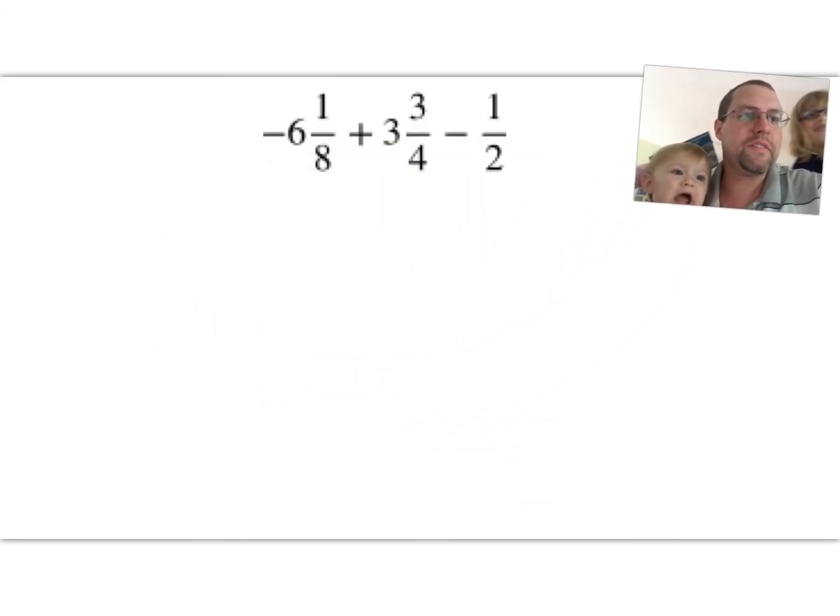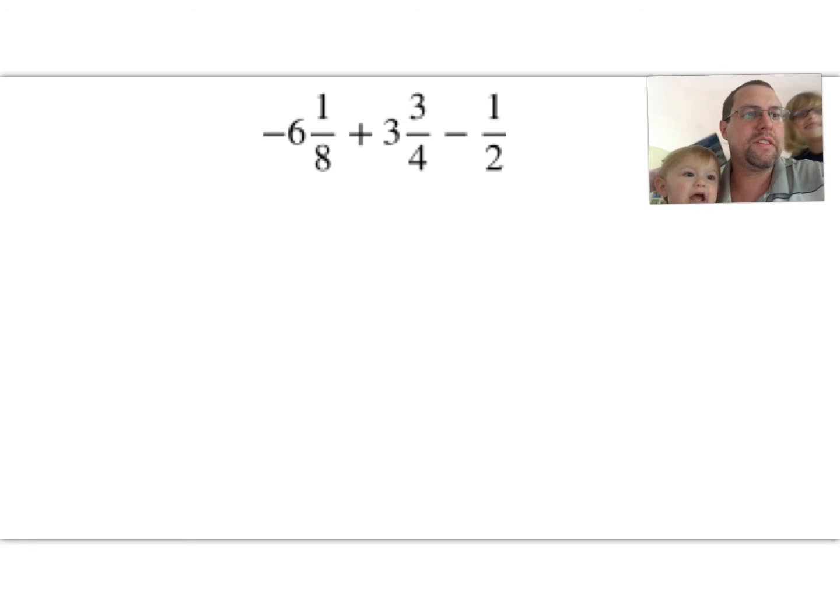Okay, I put Gwen back in here. She wants to see herself. Yes. Yes, you want to see yourself. I want to see myself.